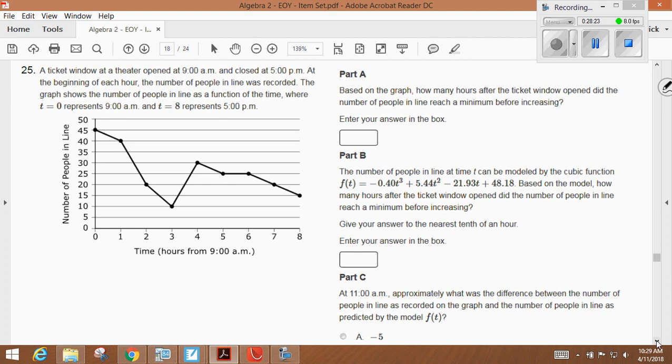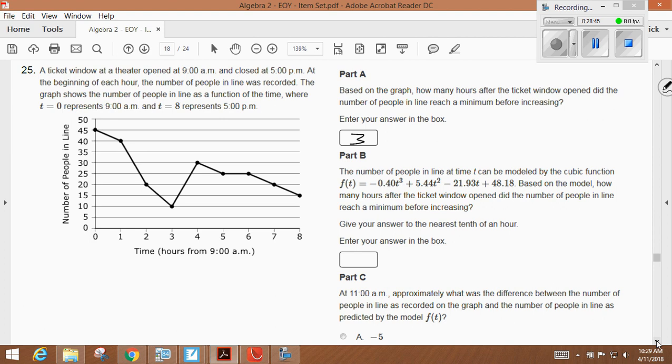So I'm going to show you the solution because I got calculator pictures and all kinds of stuff for this one. First of all, for A, how many hours after the ticket window opened did the number of people in line reach a minimum before increasing? What's the answer? 3. It's that point at 3.